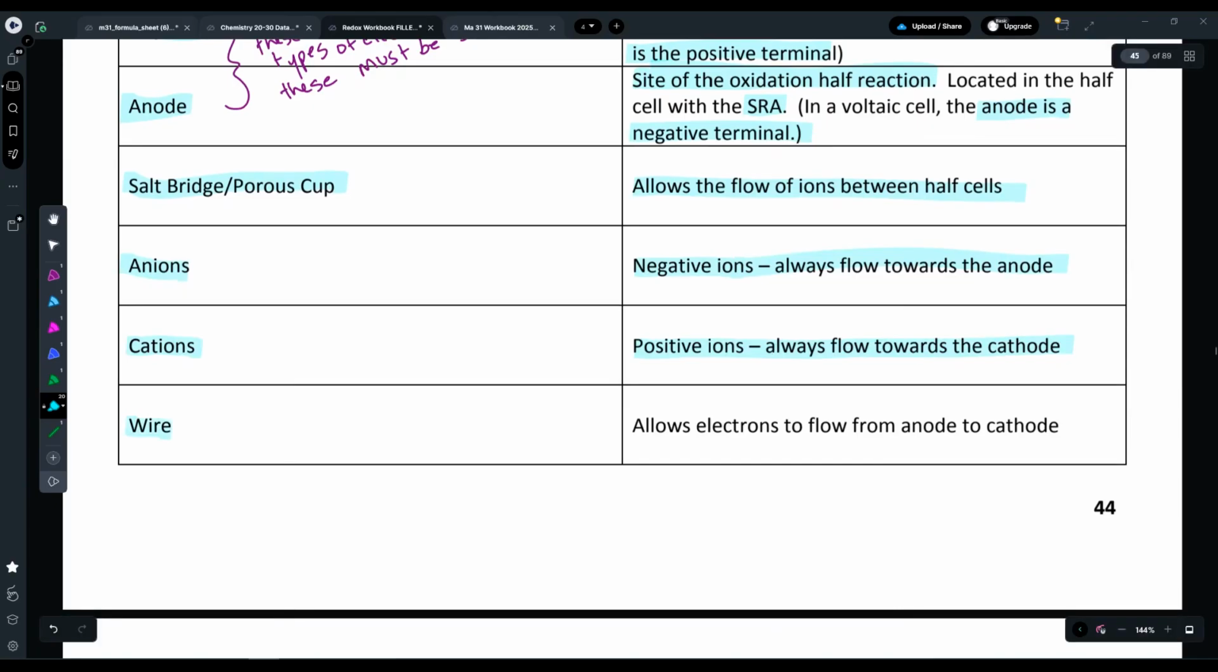And then the wire, that is the structure that allows electrons to flow from the anode to the cathode. So the electrons start at the anode and then they go to the cathode.